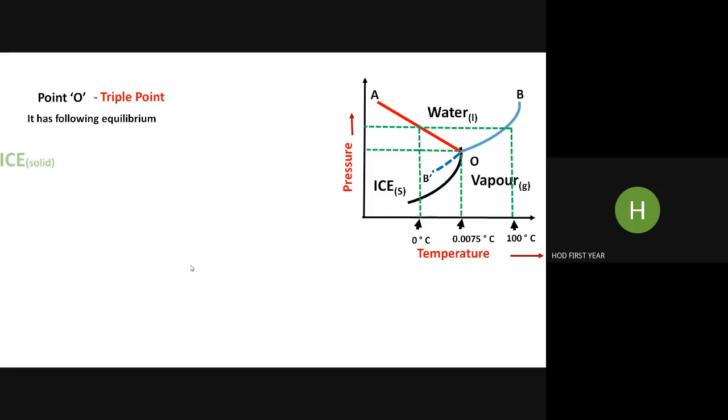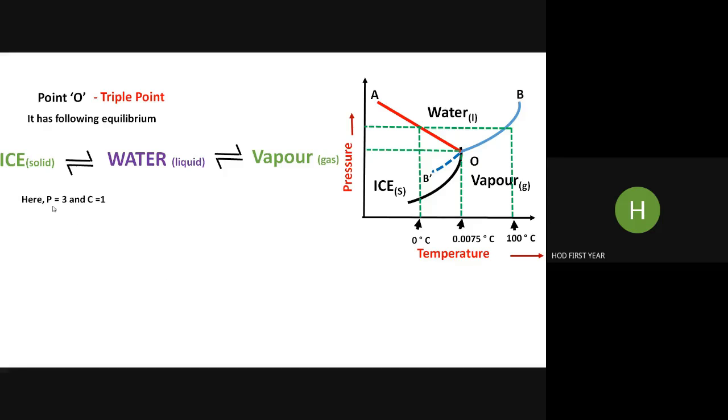Very simple. First is ice. From this side, the whole area is ice area. Then above this point, we have the liquid phase, and here at high temperature, we have the vapor phase. So these three phases coexist simultaneously, and this is only one point. So this is a unique point.